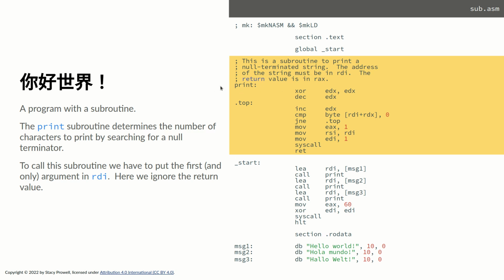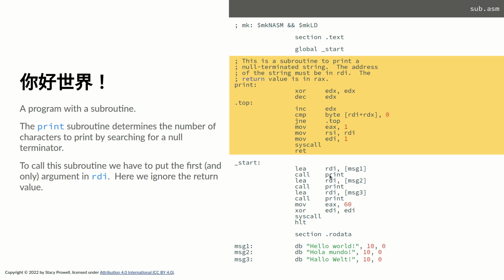What does this print do? This is a label, print, and we see it does a whole series of things. There's a system call and there's a return. And then down below we see we're loading some stuff in RDI, calling print, loading stuff in RDI, calling print, so on. That's what we want subroutines for, to reduce all the work we have to do to make all this stuff work. We put the first and only argument in RDI, and we just call print.